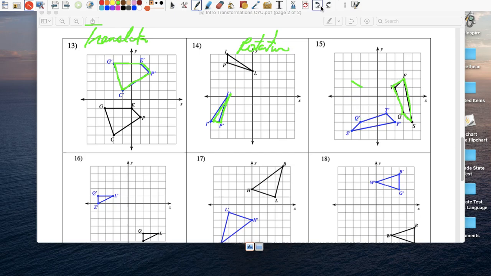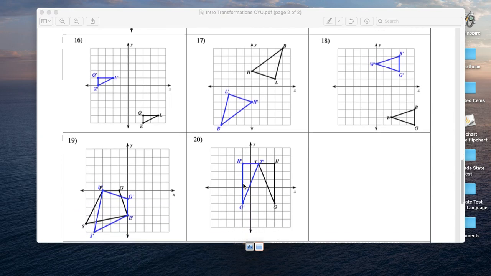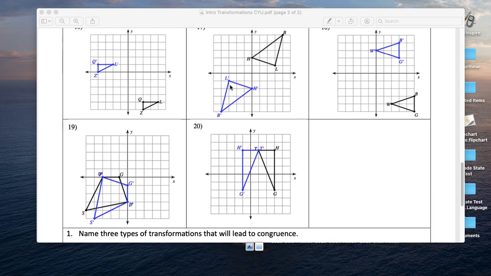Is it a rotation? Well, it looks like it's a rotation. So let's rotate it and see. If I rotate it, yep, definitely a rotation. Man, I thought this was going to be a quick video. We don't have any dilations, I don't know why.